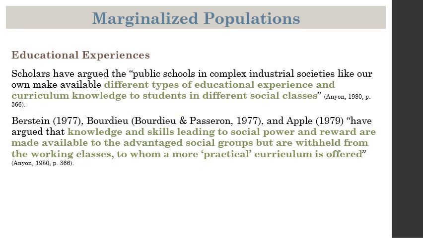Educational experiences themselves can be a cause for marginalization. Scholars have argued that the public schools in complex industrial societies like our own make available different types of educational experience and curriculum knowledge to students in different social classes. Those in a lower social class receive a different type of experience with regard to instruction and resources than those that come from a higher social class. Bernstein, Bourdieu, and Apple have argued that knowledge and skills leading to social power and reward are made available to the advantaged social groups, but are withheld from the working classes, to whom a more practical curriculum is offered.